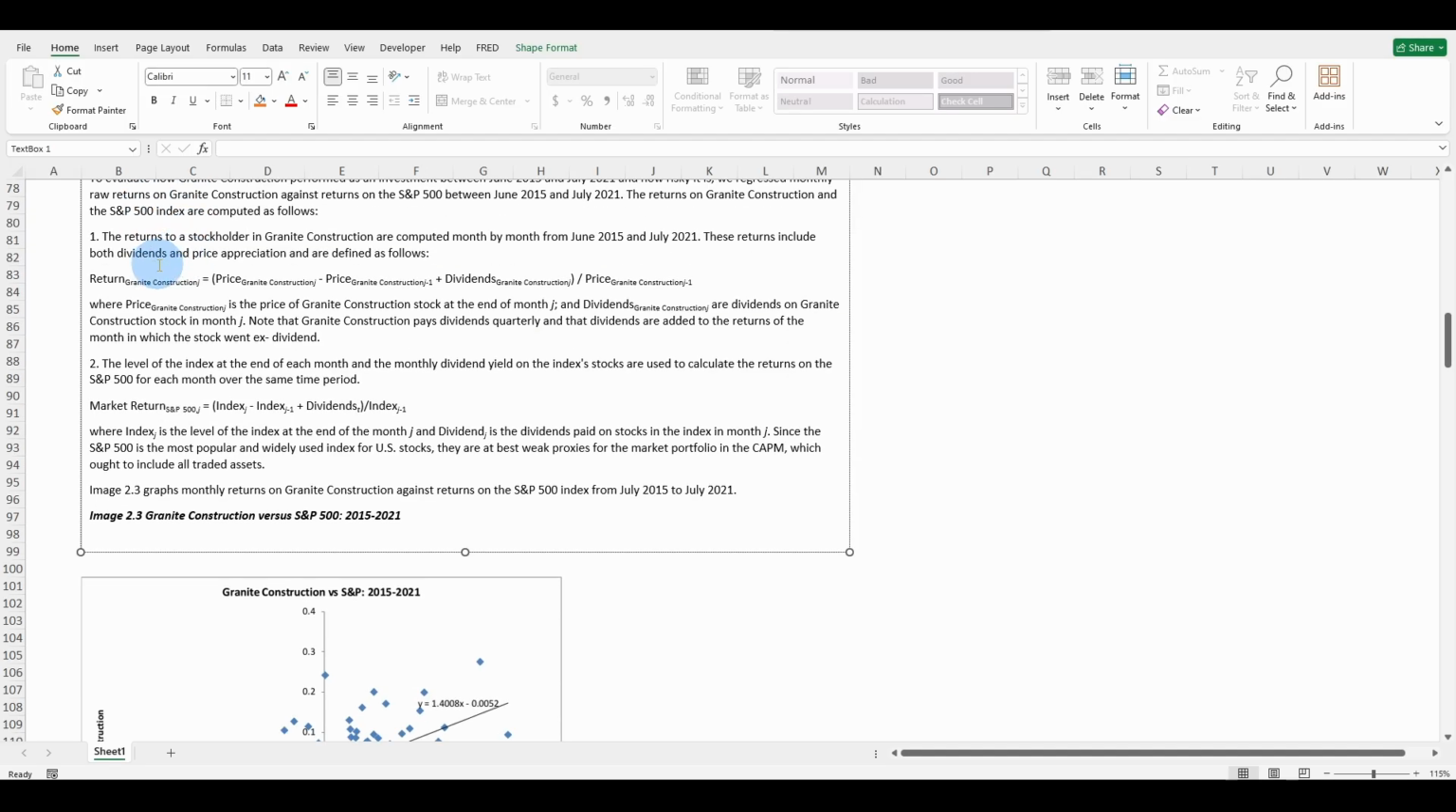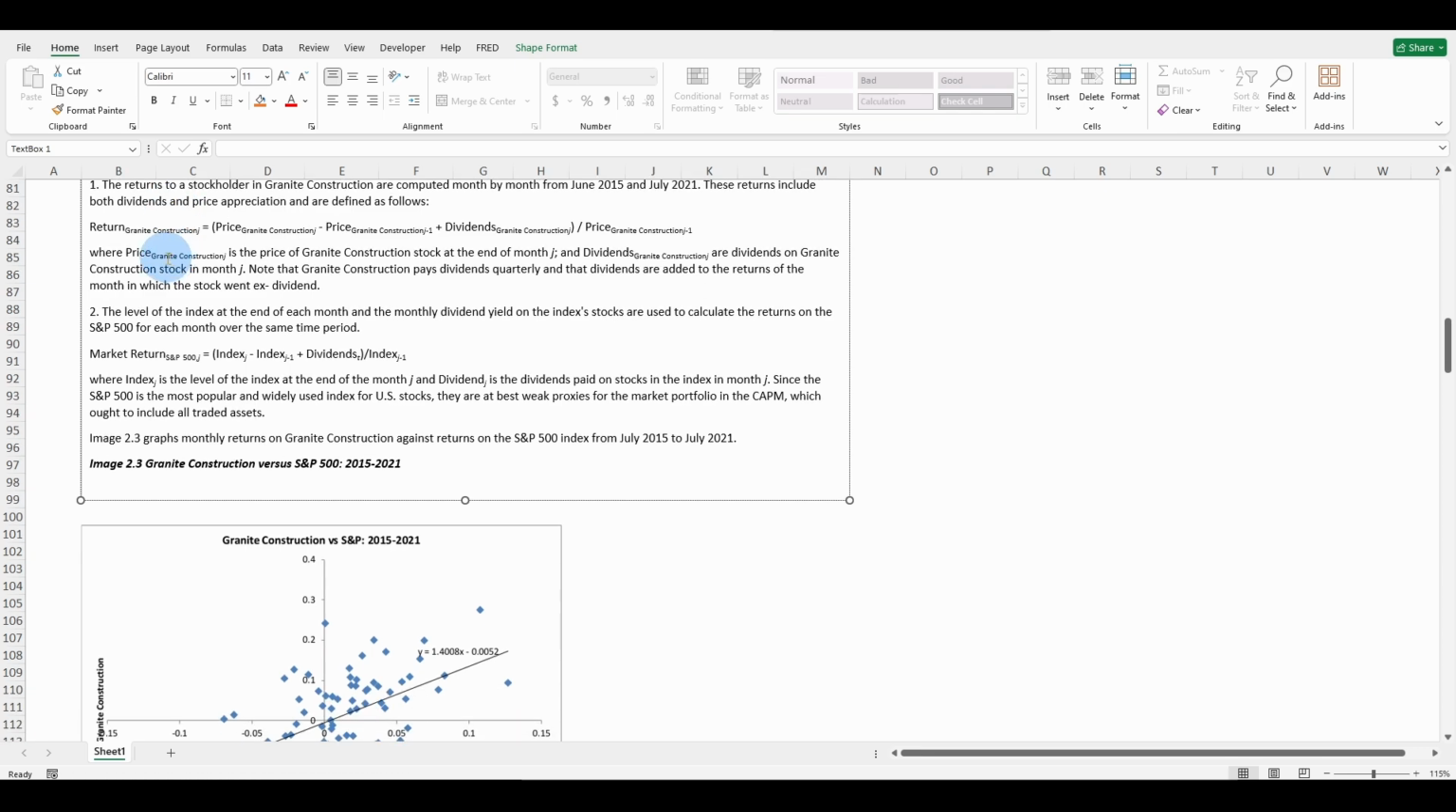The returns to the stockholder in Granite Construction are computed month by month from June 2015 to July 2021. These returns include both dividends and price appreciation and are defined as follows. Return Granite Construction equals price of Granite Construction at the end of month J minus price at the previous period, plus dividends, divided by price, minus 1. Where price Granite J is the price of Granite stock at the end of the month J, and dividend Granite Construction J are dividends of Granite Construction in month J.